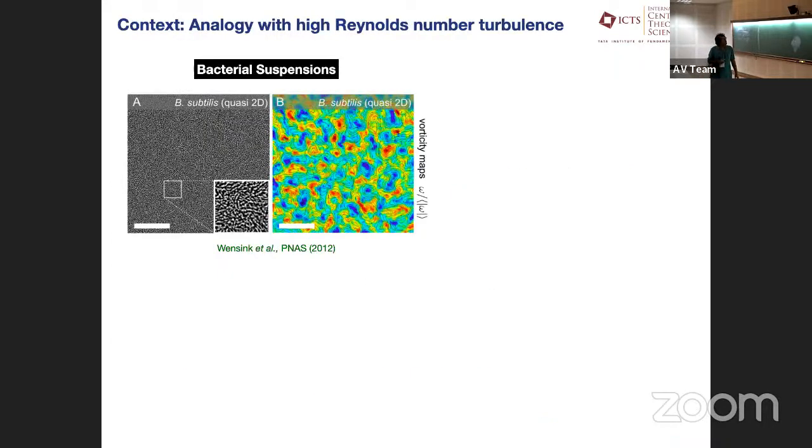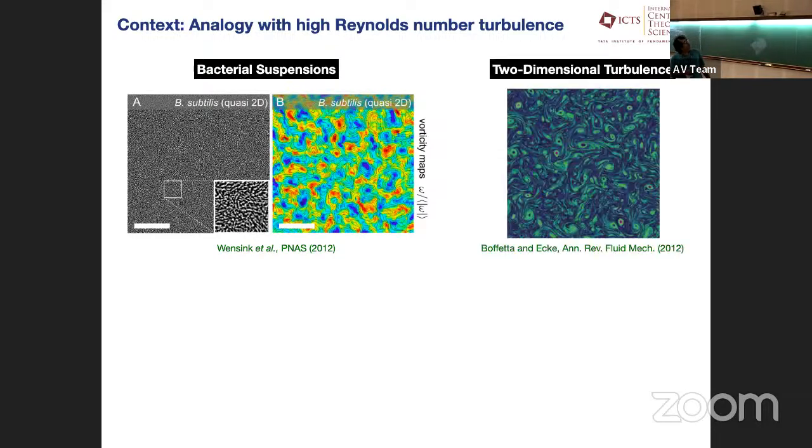But what they did notice, and this is obvious to anyone who has ever looked at real turbulent flows in 2 dimensions, is that these tend to form patterns very similar to what you would get, for example, in a 2-dimensional turbulence system. This could be a soap film which is agitated so that it's turbulent. So this is at Reynolds number close to 0. This is at Reynolds numbers which are very high.